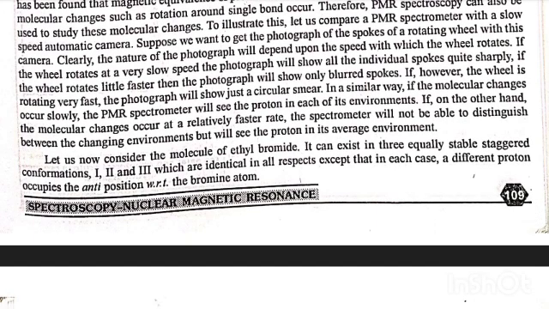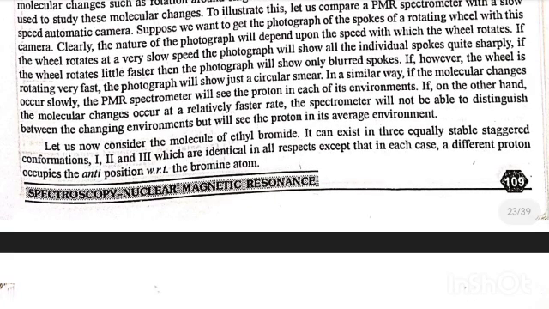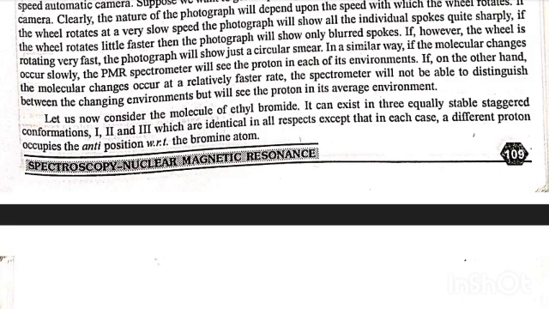To illustrate this, let us compare a PMR spectrometer with a slow speed automatic camera. Suppose we want to get the photograph of the spokes of a rotating wheel with the slow speed camera. Clearly, the nature of the photograph will depend upon the speed with which the wheel rotates. If the wheel rotates very slowly, the photograph will show all the individual spokes quite sharply. If the wheel rotates a little faster, then the photograph will show only blurred spokes. If, however, the wheel is rotating very fast, the photograph will show just a circular smear.